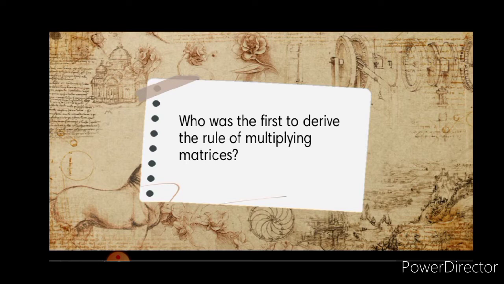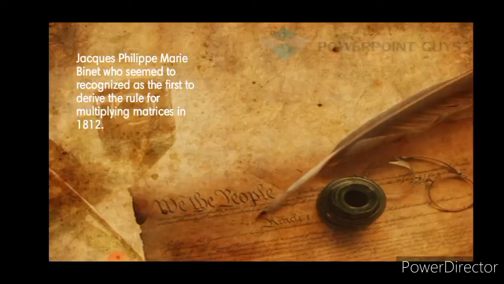Who was the first to derive the rule of multiplying matrices? The first to derive the rule of multiplying matrices is Jacques Philippe Marie Binet, who is recognized as the first to derive the rule for multiplying matrices in 1812.